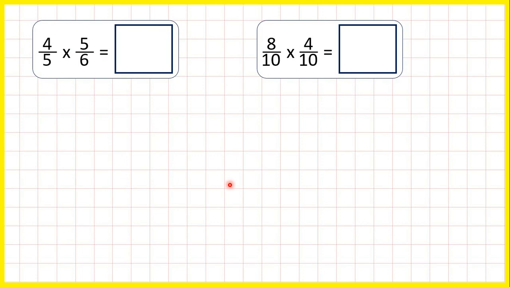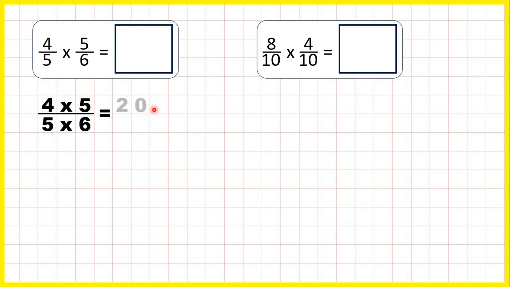Now we're multiplying fractions, but we're going to write our fraction in its most simplified form. And here we're going to do that by simplifying at the end. So we know that when we multiply fractions, we're just multiplying the numerators to get our numerator and multiplying the denominators to get our denominator.